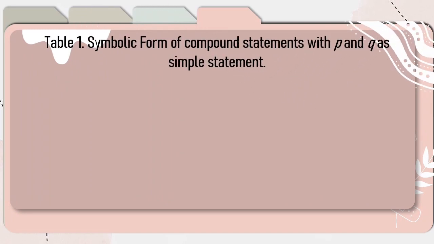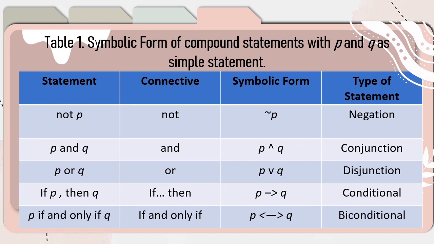Table 1, the symbolic form of compound statements with P and Q as the simple statements. So your first statement is P and the second statement is Q. It is important to remember their symbolic form, determined using the type of statement. So the symbolic form of negation is not P, then for conjunction it is P and Q, for disjunction it is P or Q, for conditional it is if P then Q, and for biconditional it is P if and only if Q.